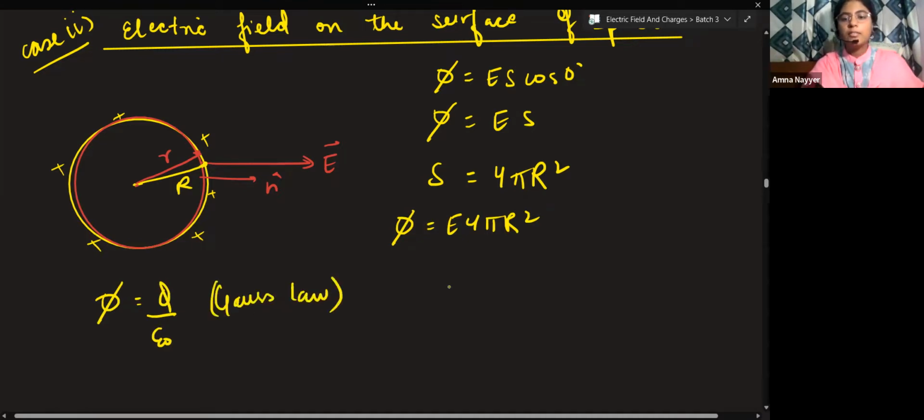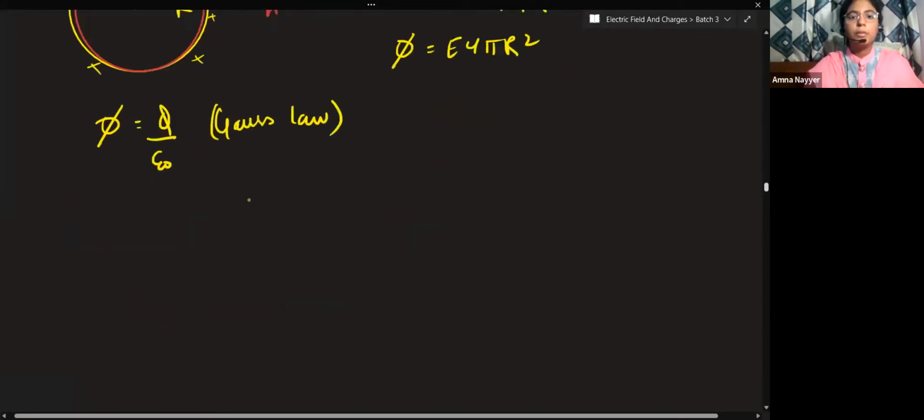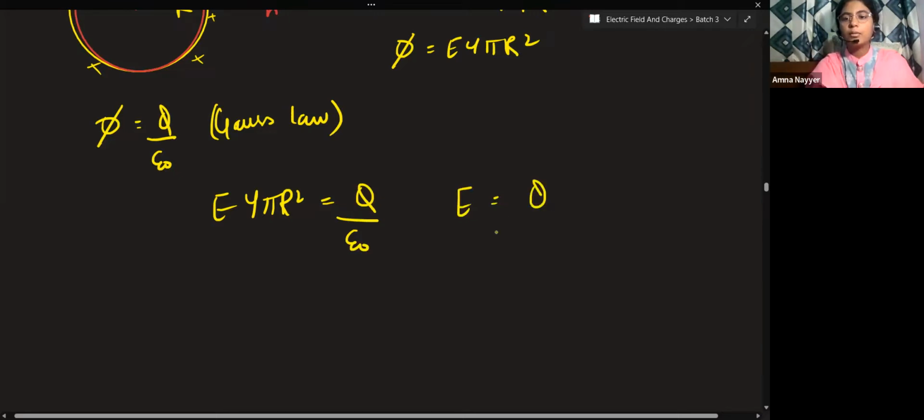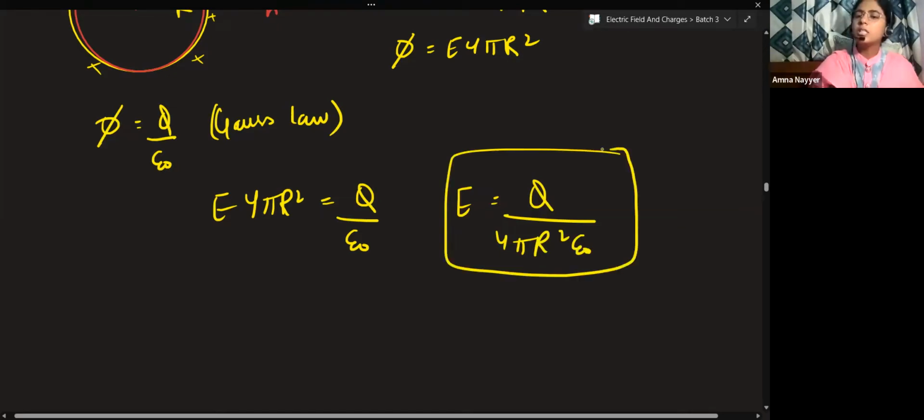So electric field, equate both of them. This will be 4 pi r square E is equal to Q by epsilon naught. So electric field is equal to Q by 4 pi capital R square epsilon naught in this manner. You're getting the same answer here. The difference in the answer is R. There you were getting small r. Here you have the radius of the sphere.